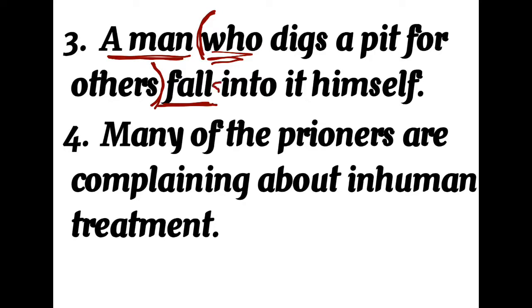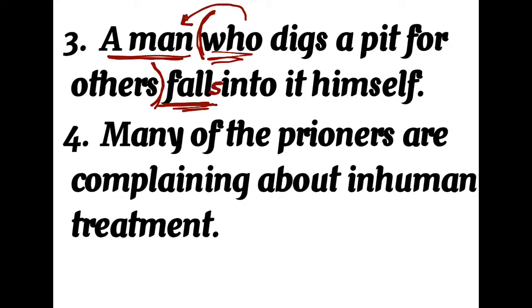The person who sets a trap for others is himself trapped into the net, into the trap. Okay, a man falls into it himself. Why? Because who digs a pit for others was just a modifier. It was adding some more information about the man. It does not have anything to do with the verb itself, the falls, this verb.